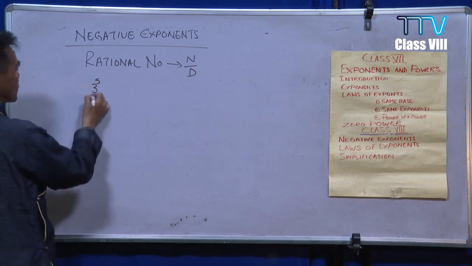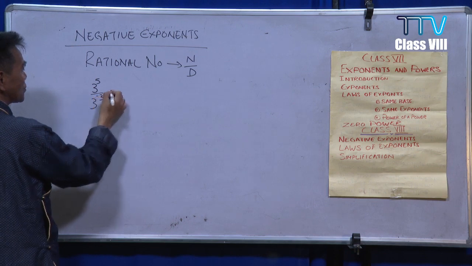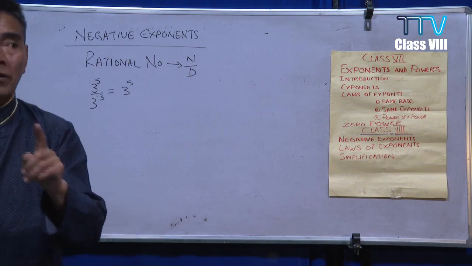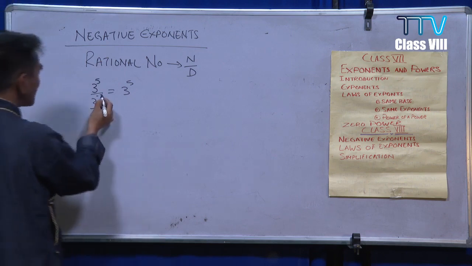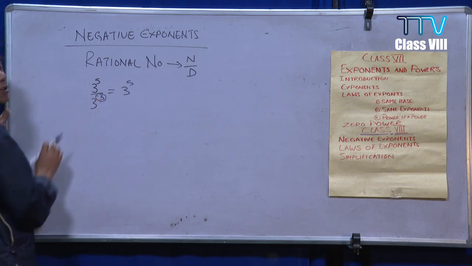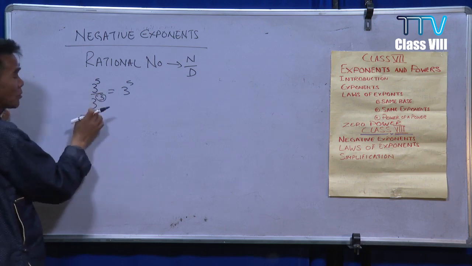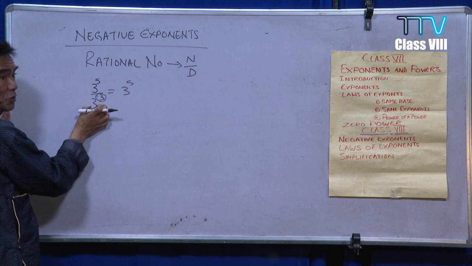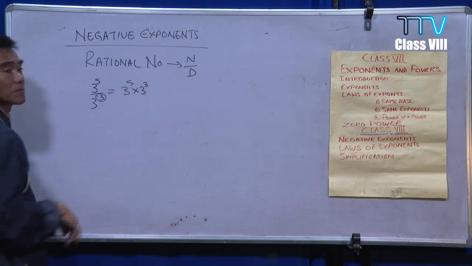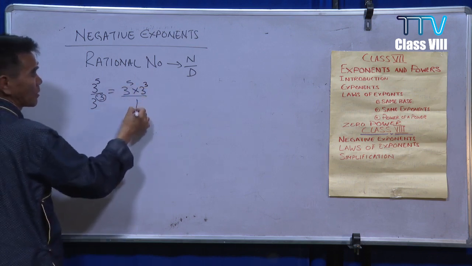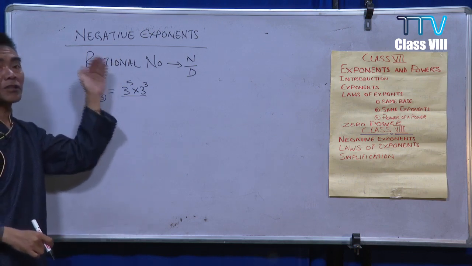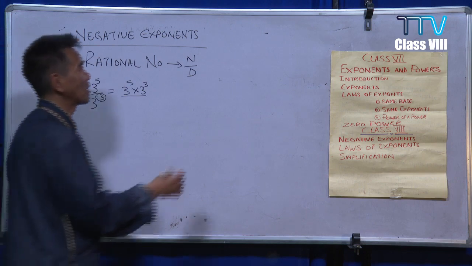3 raised to power 5 divided by 3 raised to power negative 3. The denominator is 3 raised to power negative 3, so it moves to the numerator as 3 raised to power 3. Negative exponent converts to a positive exponent by changing places.